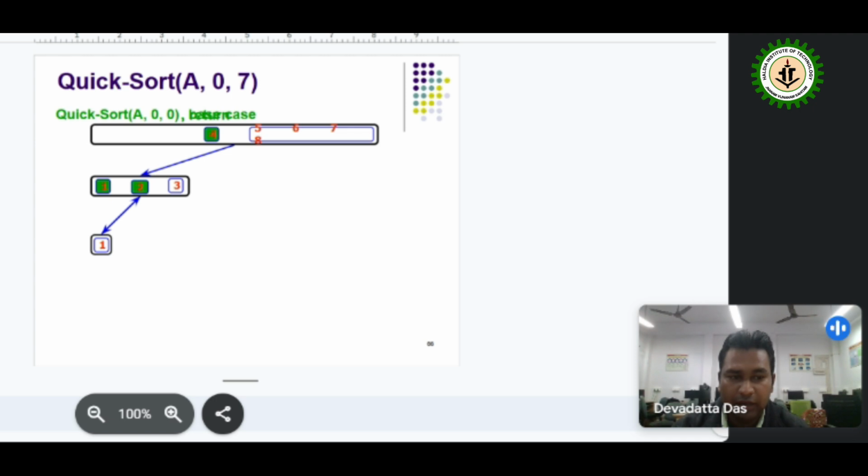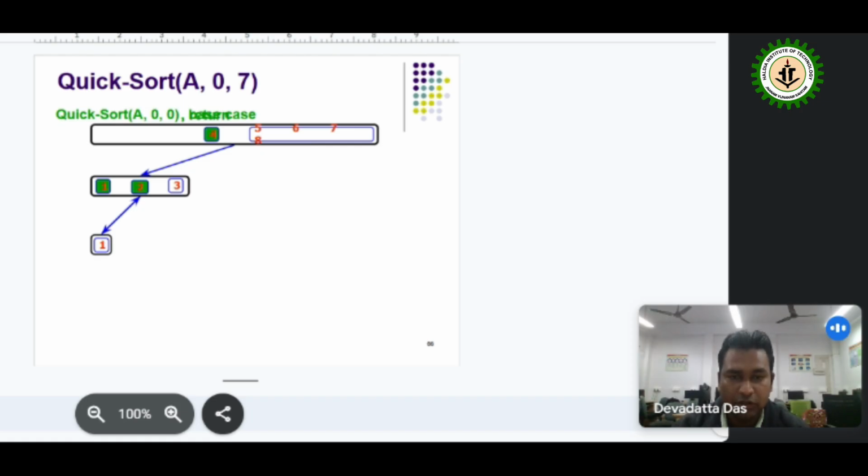Okay, and then check the right side element with the pivot element. If it is greater than the pivot element, then it will be swapped. And this procedure will continue until the whole procedure is complete.